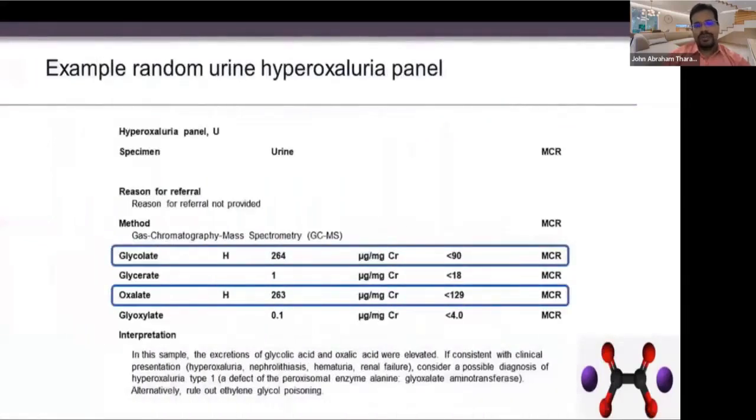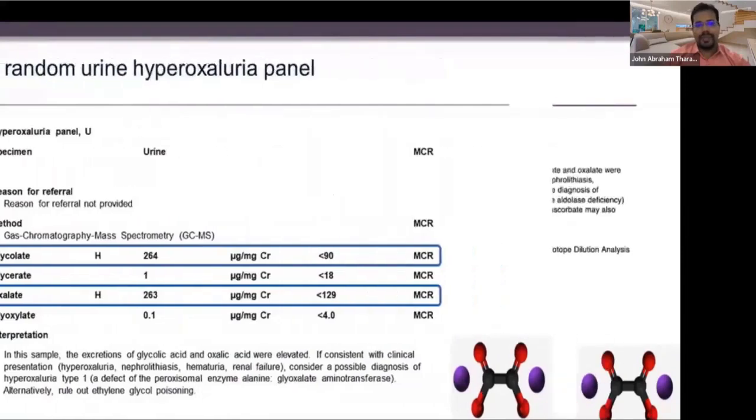Another one is an example of a random urine hyperoxaluria panel. And in this sample, the excretion of glycolic acid and oxalate were elevated. If consistent with the clinical presentation of hyperoxaluria, nephrolithiasis, hematuria, and renal failure, you consider PH1. And alternatively, you rule out ethylene glycol poisoning.